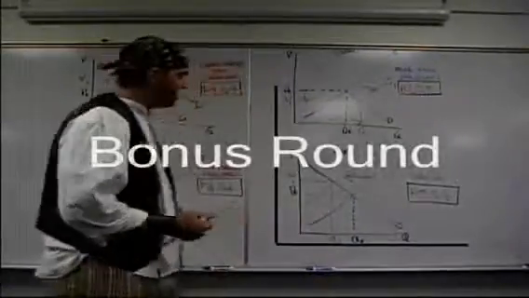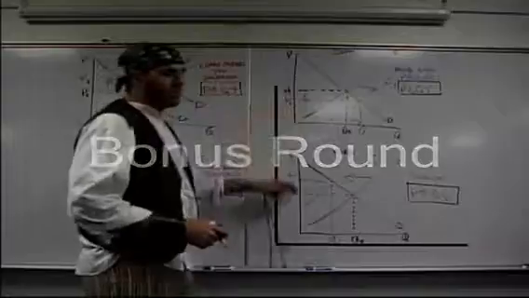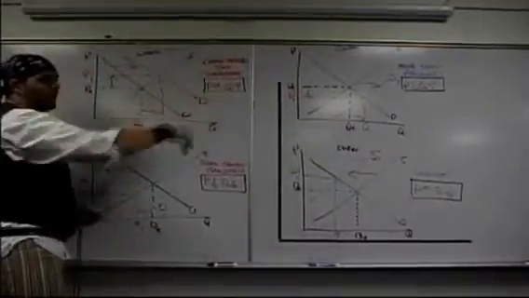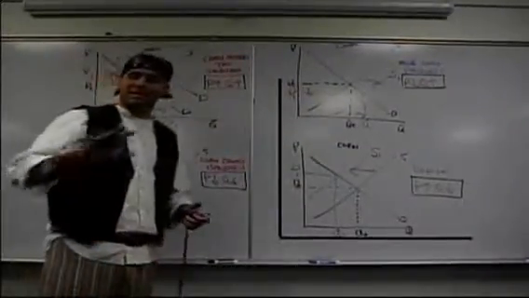Let's slow down. Let's have a bonus round. This is where you're going to mess up. These ones are really easy. An increase in demand to the right, decrease in demand to the left. That's easy. Just read the graph.